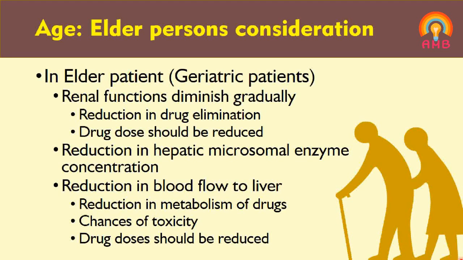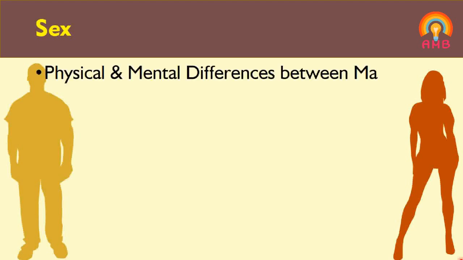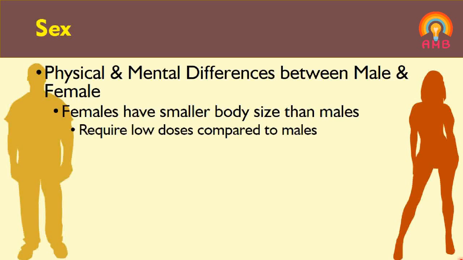The next factor we have to discuss is sex. Male and female have some physical and mental differences which may affect the action of a drug. Females have smaller body size and require lower doses as compared with males. That is well known, females have a smaller body size than males, majorly. And because of that, we know that if body size is reduced, the dose can be reduced. So lower doses can be used in females than in males.